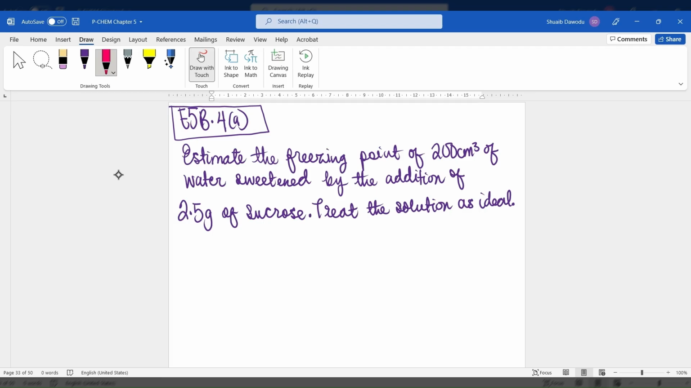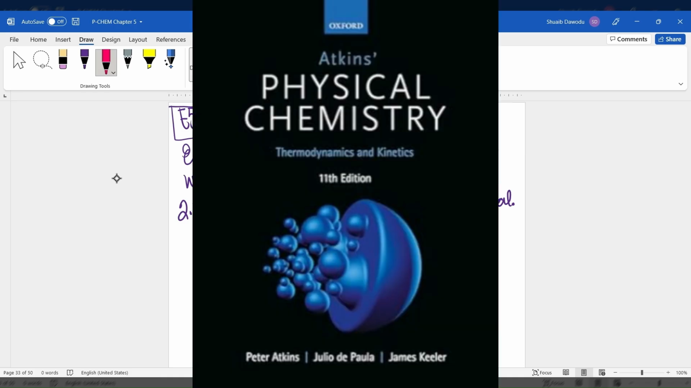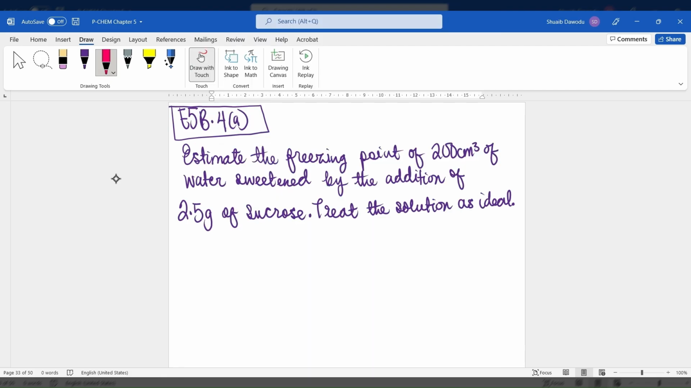Today we're going to be working on the question on the screen that says: estimate the freezing point of 200 centimeter cube of water sweetened by the addition of 2.5 grams of sucrose. Treat the solution as ideal. This is a question from Atkins Physical Chemistry 11th edition, chapter 5B, question 4a, and we're told to determine the freezing point of 200 centimeter cube of water.